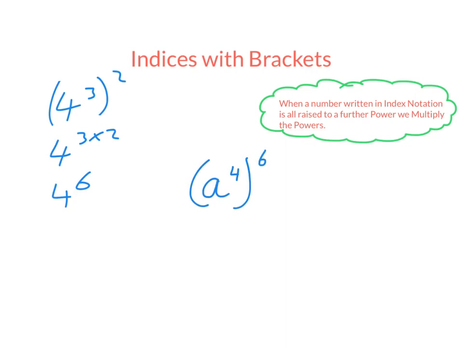Here's another example. a to the power of 4, all raised to the power of 6. And again we just multiply the powers. So we get a to the power of 4 times 6, which is a to the power of 24.